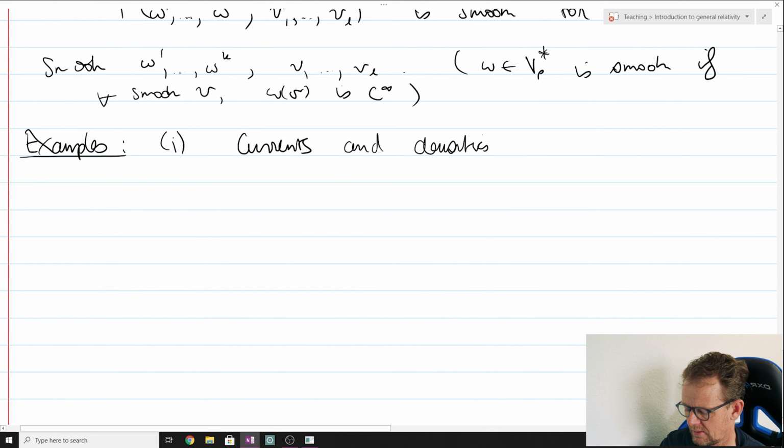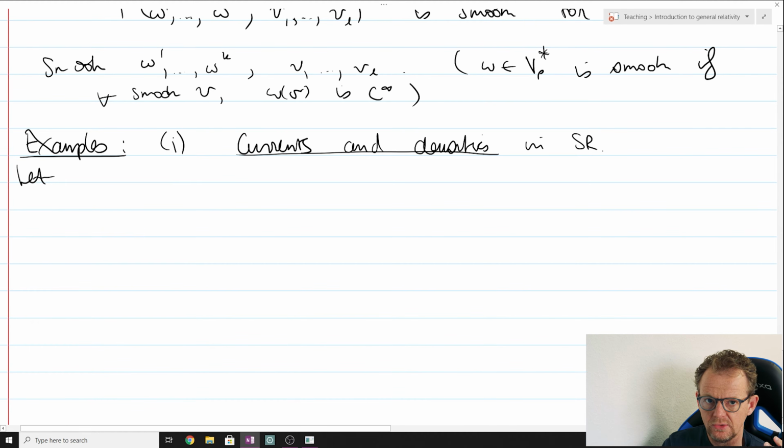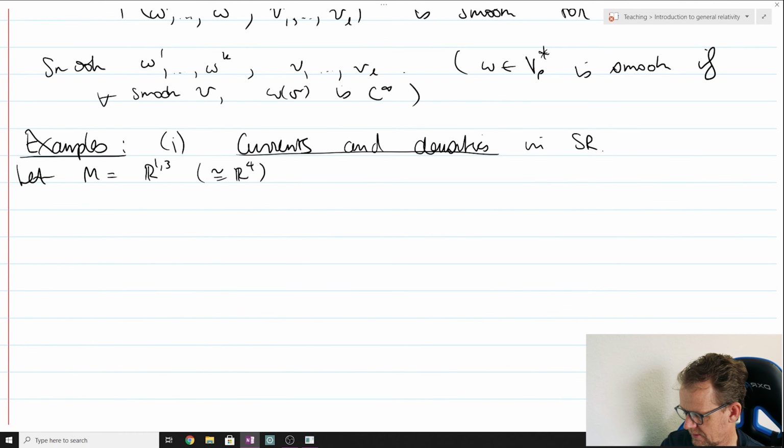So the first example is presented by currents and densities in special relativity. If you're talking about tensors, vector fields and so on, you should name the manifold at the beginning. So the manifold we have is R^{1,3}. The distinction between time and space is not yet important. We're just thinking of that as the manifold R^4. But it will become important when we think about various diffeomorphisms of this manifold. So I will delete that identification because it actually will become important in this example.